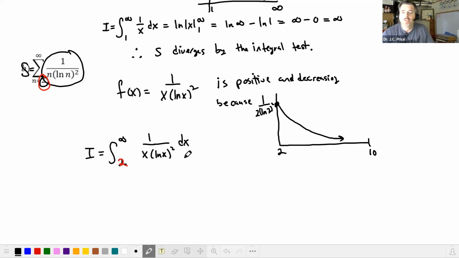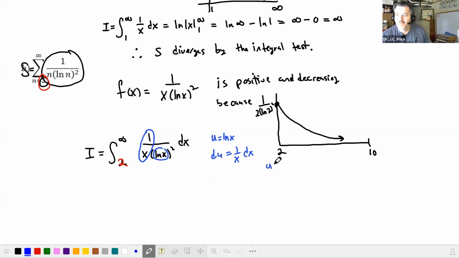Now how are we going to integrate this? This one is not one of our types like the last one, so we're going to have to use one of our techniques of integration. If you try to figure out which technique to use, you should always look for substitution first. What we're looking for is a function and its derivative, and there it is. So we let u be equal to ln of x, and then du is equal to 1 over x dx. And we'll change our limits of integration.